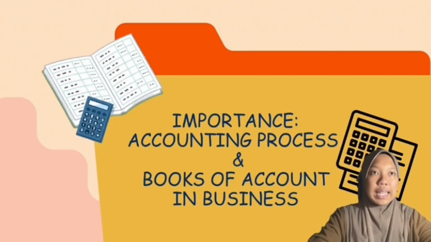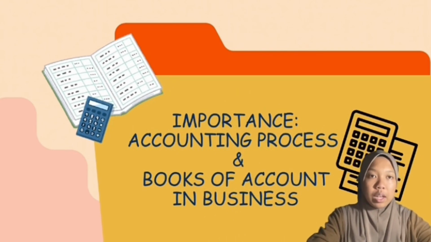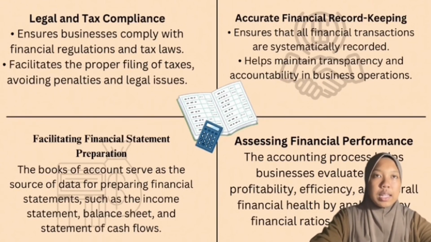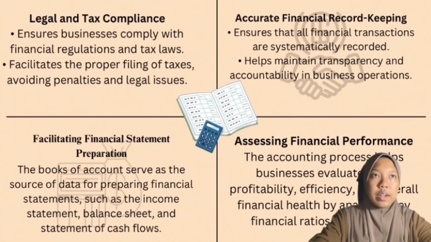Next is the importance of the accounting process and books of accounts in business. First is legal and tax compliance. It can ensure businesses comply with financial regulations and tax law, and it can facilitate the proper filing of tax, avoiding penalties and legal issues. Next is accurate financial record keeping. It can ensure that all financial transactions are systematically recorded. It also can help maintain transparency and accountability in business operation.